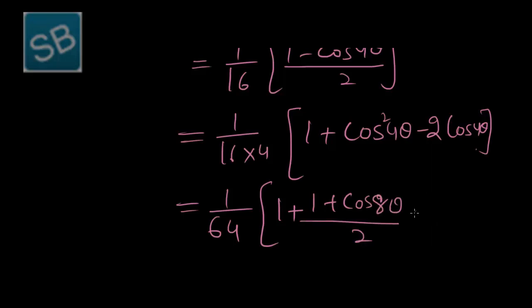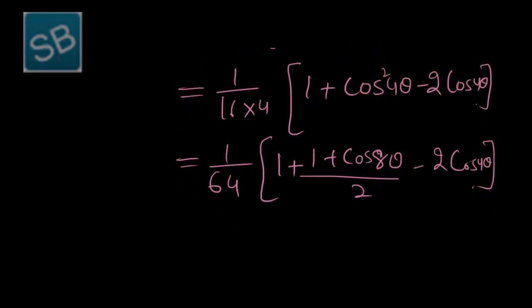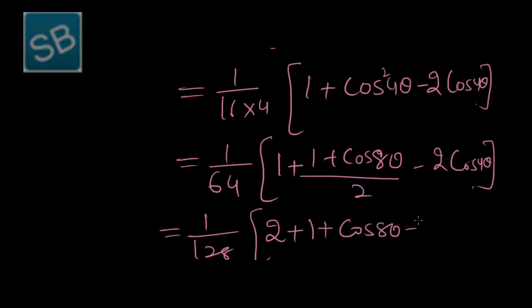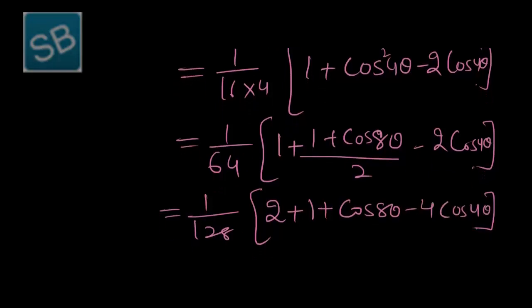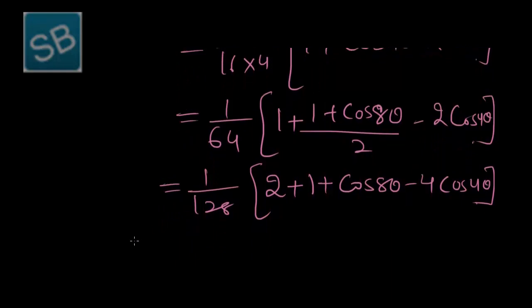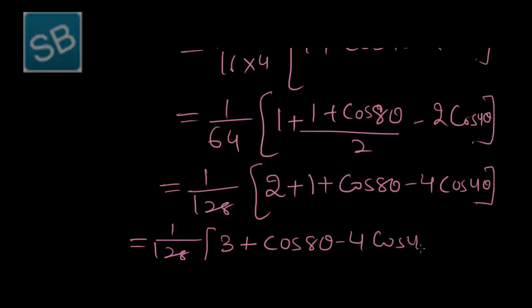This is the multiple of cos minus cos 4 theta. So we get here 1 over 128, 2 plus 1 plus cos 8 theta minus 4 cos 4 theta. So we get 1 over 128, 3 plus cos 8 theta minus 4 cos 4 theta, and which is our required result.